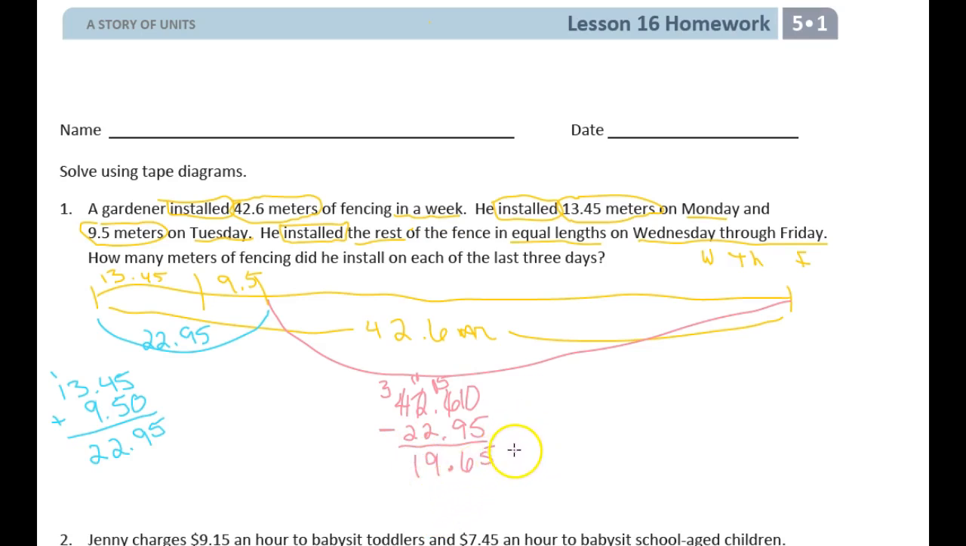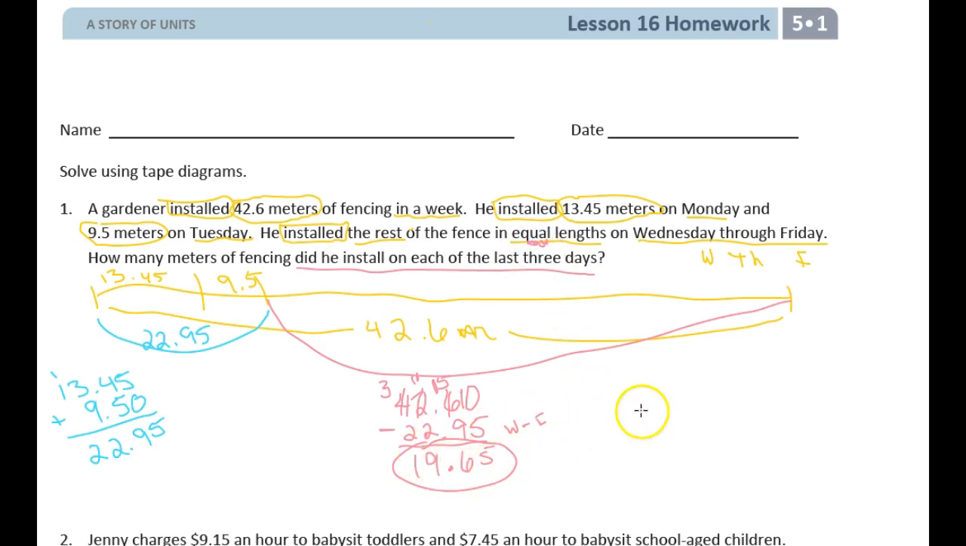So now I know that this right here is Wednesday, Thursday, Friday. So right here, 19 and 65 hundredths is Wednesday through Friday. But here's the last question. How much was installed on those last 3 days? And we know, according to this, that they're equal lengths.